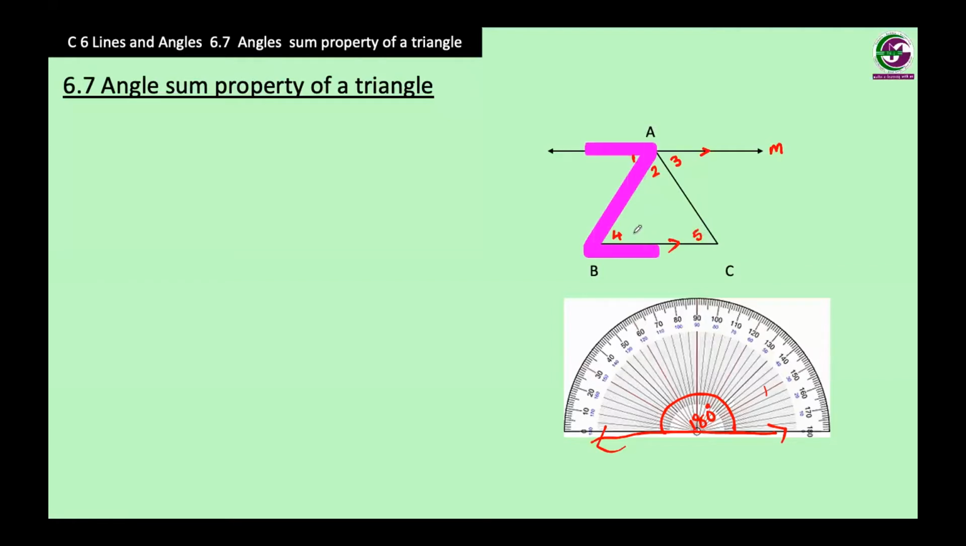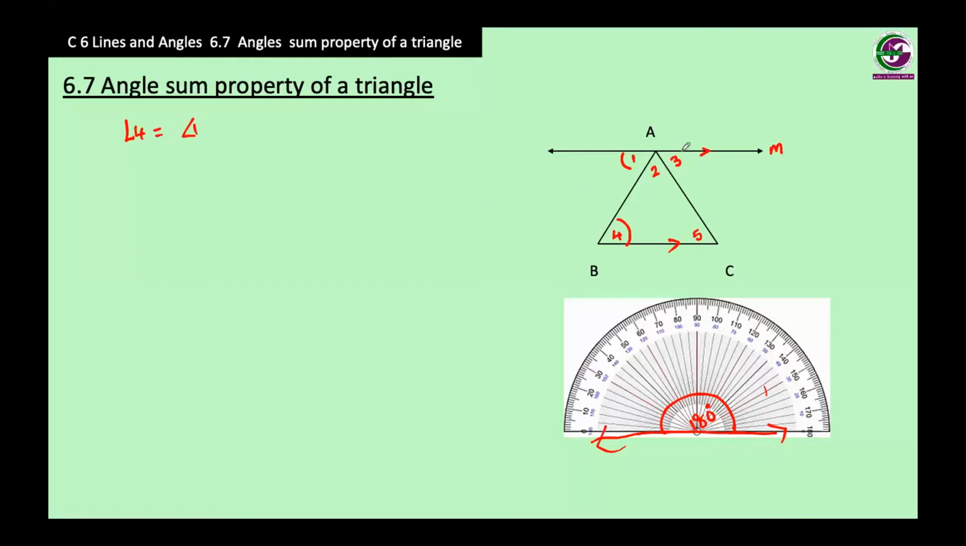Now, you know that these two lines are parallel. Line M and BC are parallel. So, by applying alternate interior angles, which follow a Z shape, angle 1 is the same as angle 4. So we can replace 4 by 1. So whenever you have angle 4, you can replace it by angle 1.